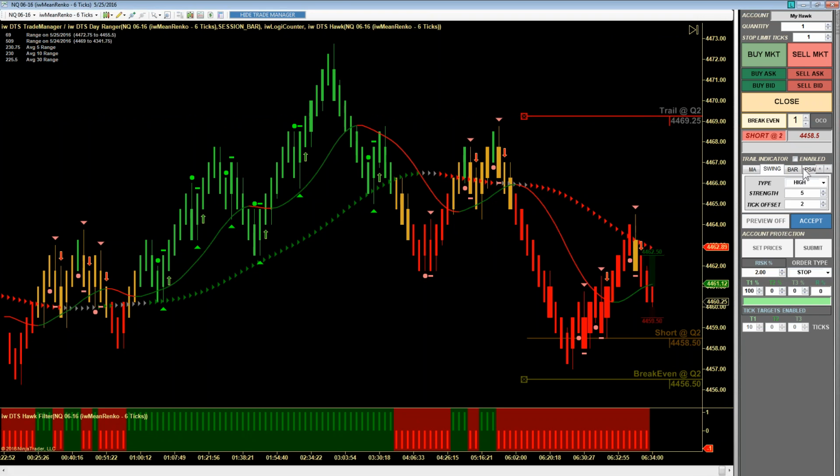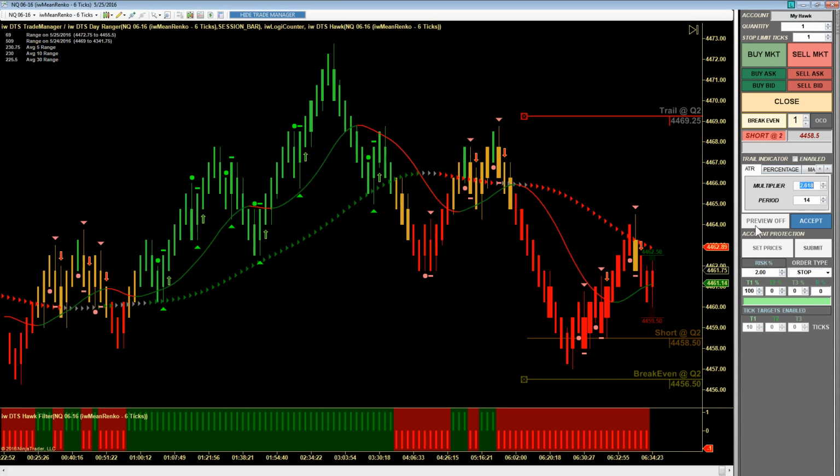Right now I'm using the swing strategy. As this trade progresses, hopefully it'll go in our direction a little ways here. I'll show you how the stop strategies actually manage your trade, how the Trade Manager will automatically take your stop and roll it according to the stop strategy. Let me just show you what that's going to look like.